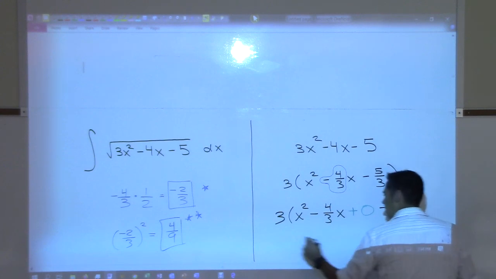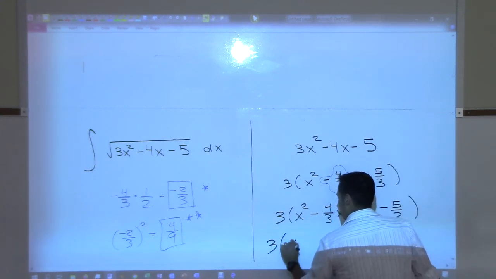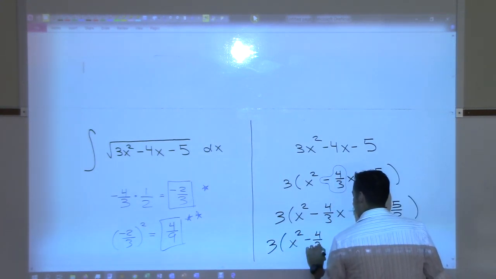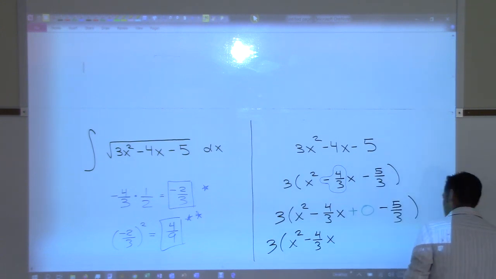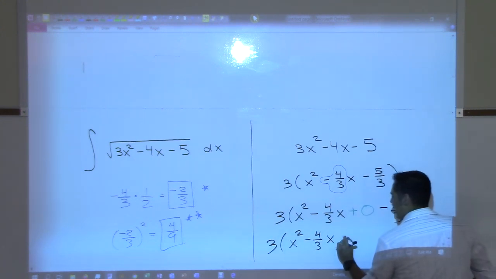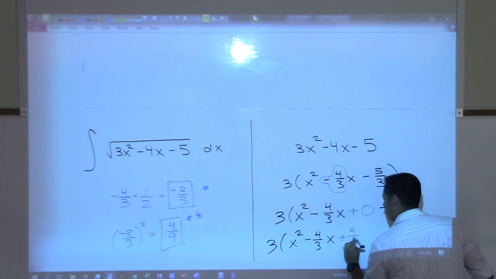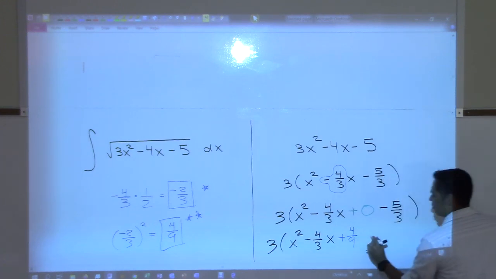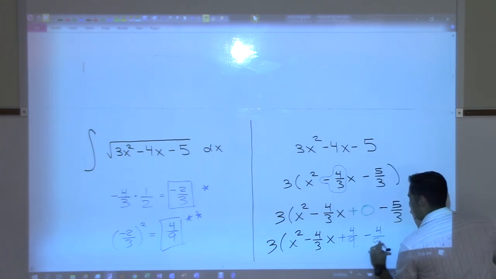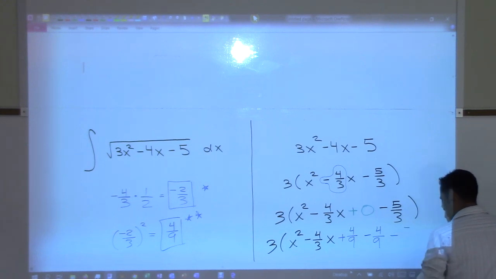So let's do it. 3x squared minus 4/3 x. And we're doing what here? I'm going to add 4/9, and then I'm going to immediately subtract 4/9. And then I have minus 5/3 there still, right?